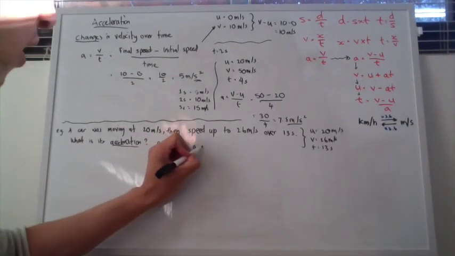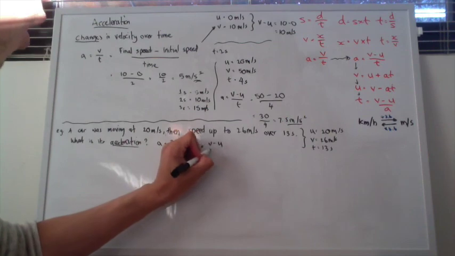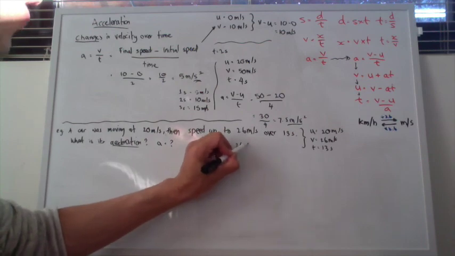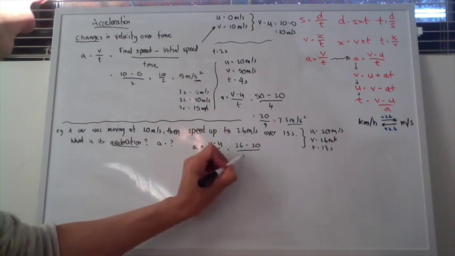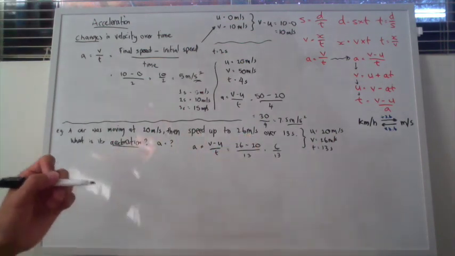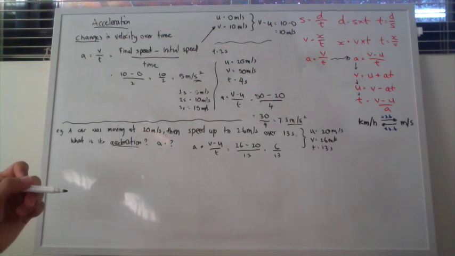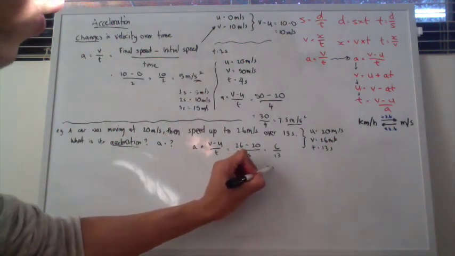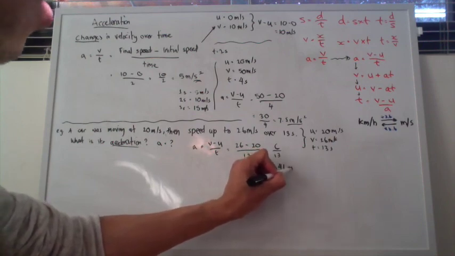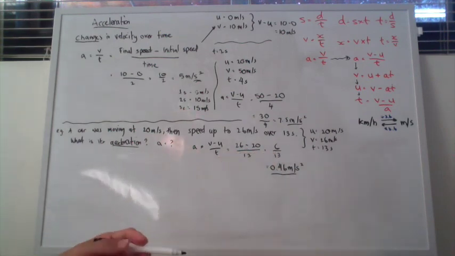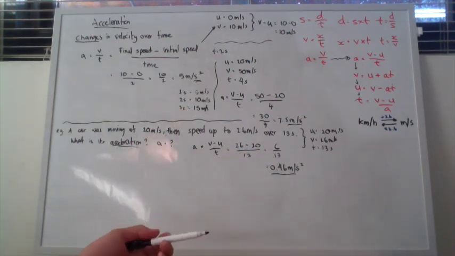All right, so a equals v minus u over t, and v is 26 minus 20, all of that divided by 13, which equals 6 divided by 13, right? Which will probably be just a little bit over halfway. I can calculate that, hold on. 6 divided by 13 is 0.46, which equals 0.46 meters per second squared, right? And so that's my acceleration. It's moving at about 0.5 meters per second every second, okay?